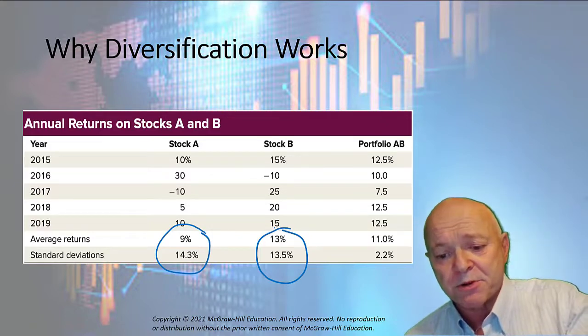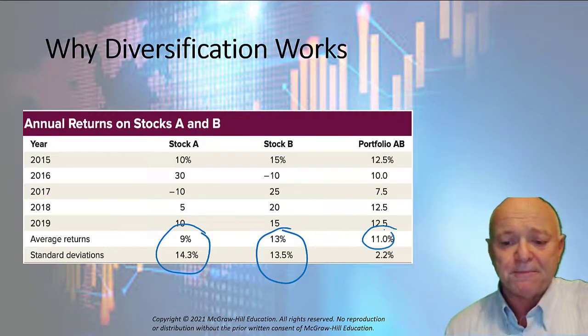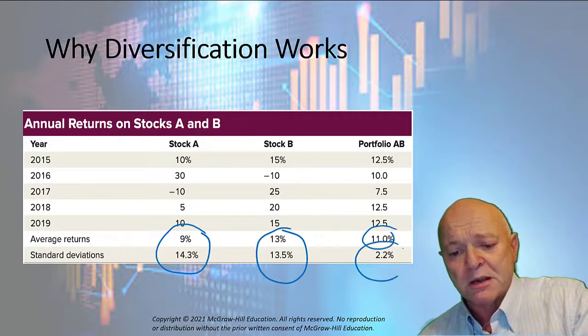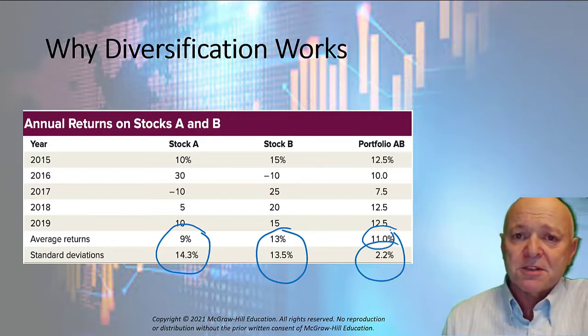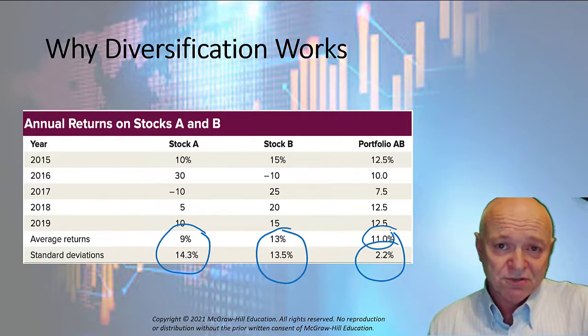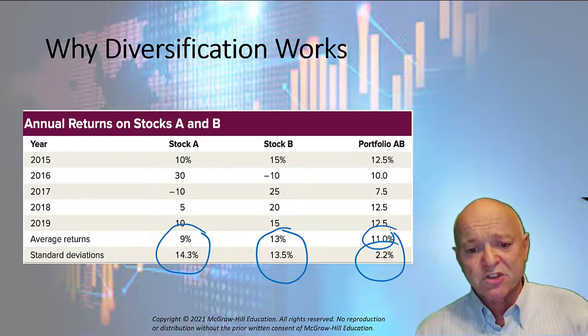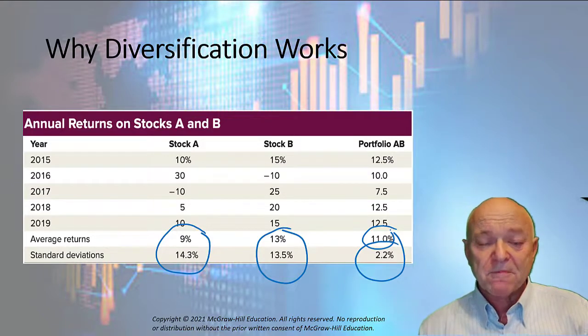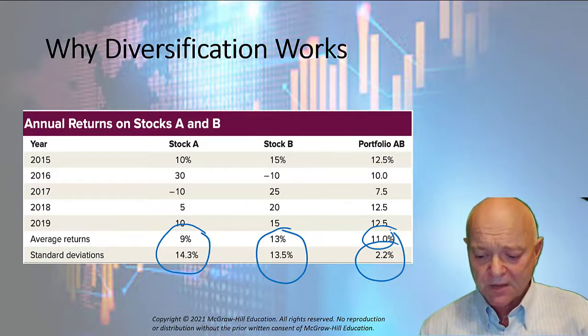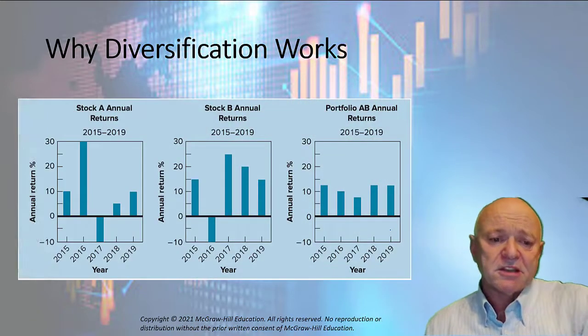Well, we were right about the return. It was 11%. But we seem to be very wrong when it comes to the standard deviation. Standard deviation is not the average of the standard deviation for the two. And that's partly because the behavior of the stock in each of these years appears to have been quite different. Now, we can see that when we take a look at these tables.